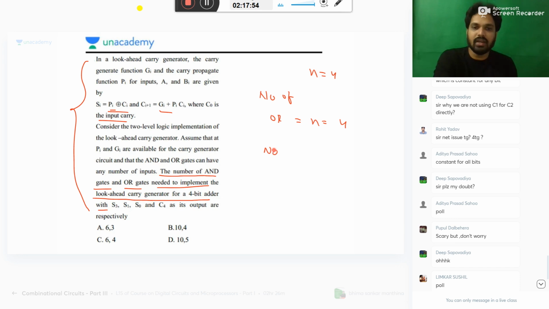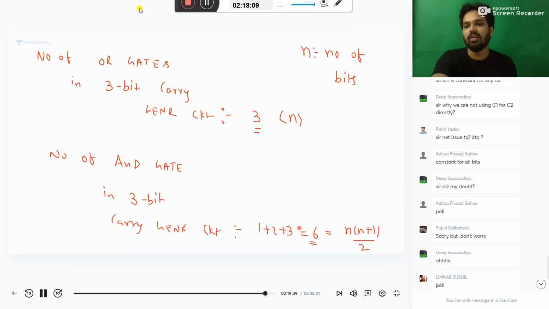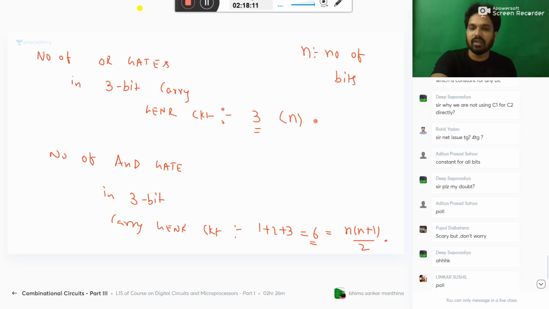What is the number of AND gates? n into n plus 1 by 2. That is 4 into 4 plus 1 by 2, which is 10. Here you add a question. It is a direct formula which is in the previous slide only. I don't know why you make mistakes for this simple one also. Don't mug up the results.